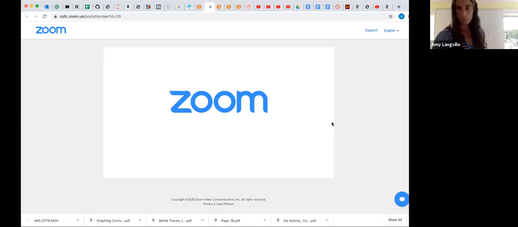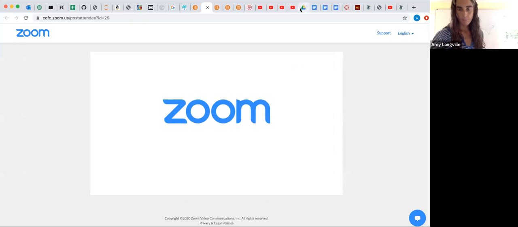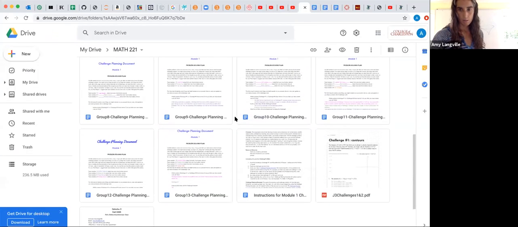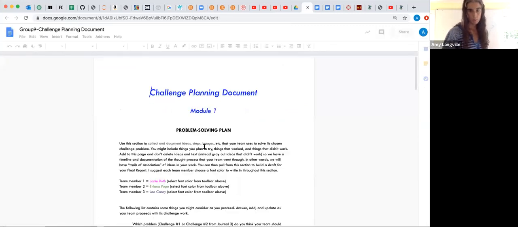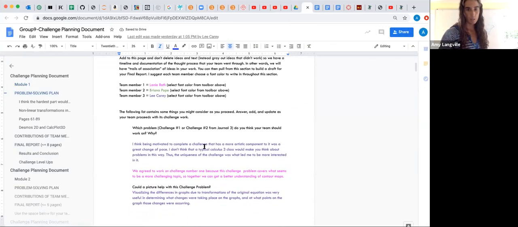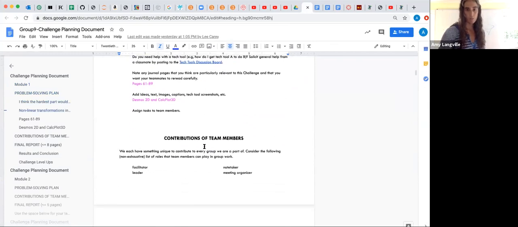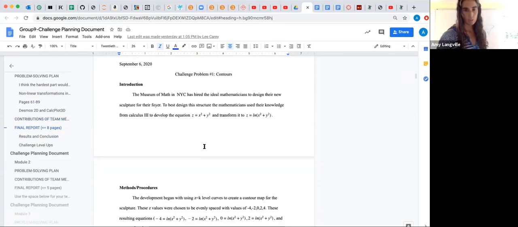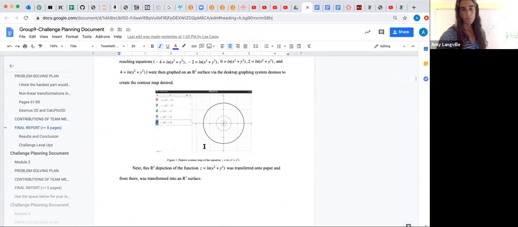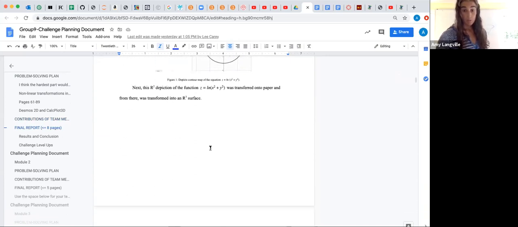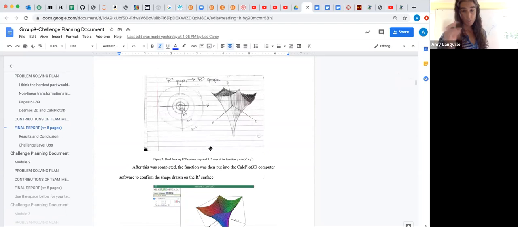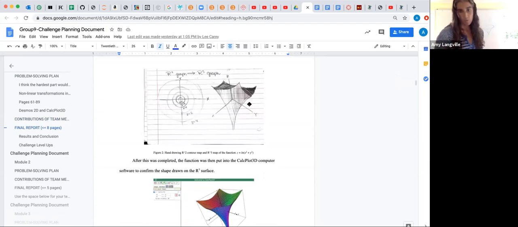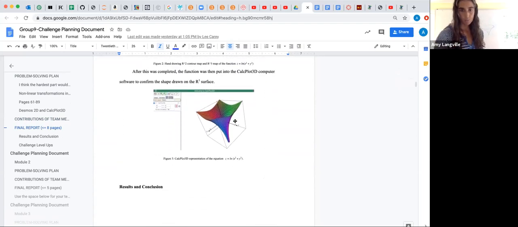And again, I think this is group 9. They got that. Yeah, Lainey, Brianna, and Lee. There you are. Again, really nice color coding of what each team member did, contribution section, and here we go to the report. Okay, so nice captions and figures. Again, that's just a good practice to do in general. Really nice picture, hand drawn, looks good.